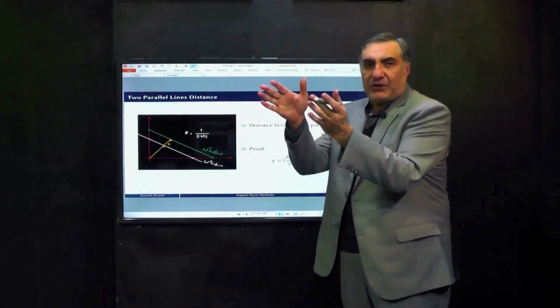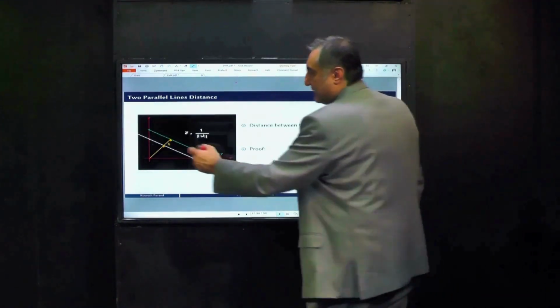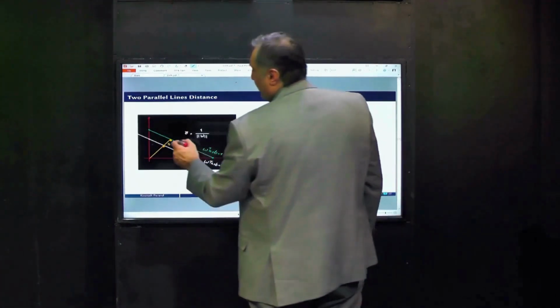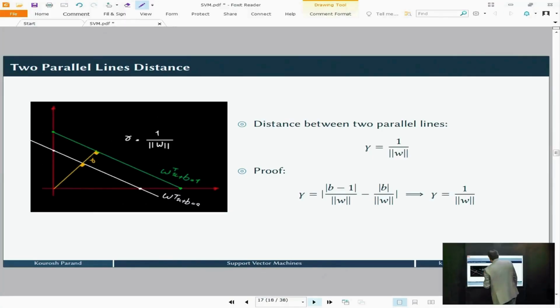Since I want to calculate the margin, it's as if I have 3 lines, or rather, 3 hyperplanes. First, I want to find the distance, and as we can see here, we want to see what the distance between 2 parallel lines or hyperplanes is. It's very simple. I have pointed it out here. w transpose x plus b gives the absolute value of b over the norm of w.